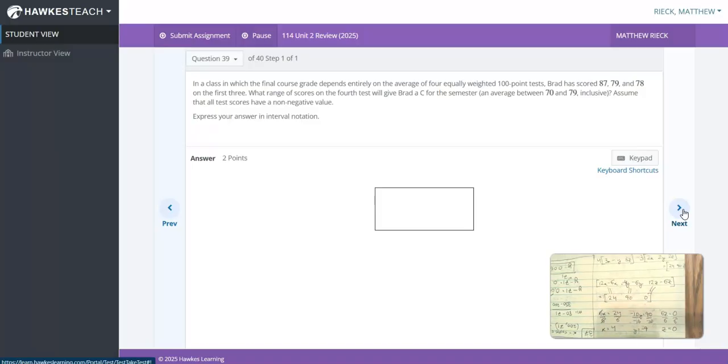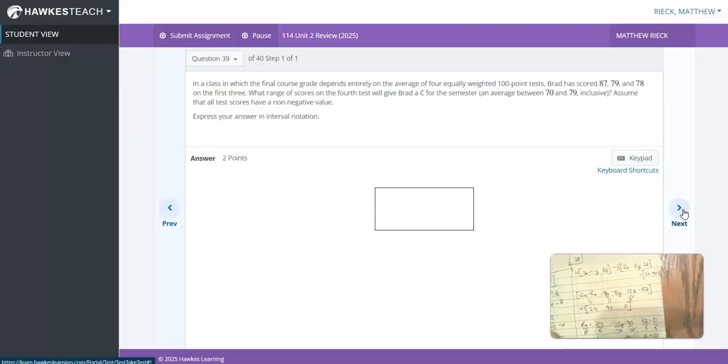Alright. So in a class in which the final course grade depends entirely on the average of 4 equally weighted 100-point tests, Brad has scored 87, 79, and 78 on the first 3. Alright, so what range of scores on the 4th test will give Brad a C for the semester, which is an average between 70 and 79 inclusive? Alright, so we want the average to be greater than or equal to 70 and less than or equal to 79 on there.